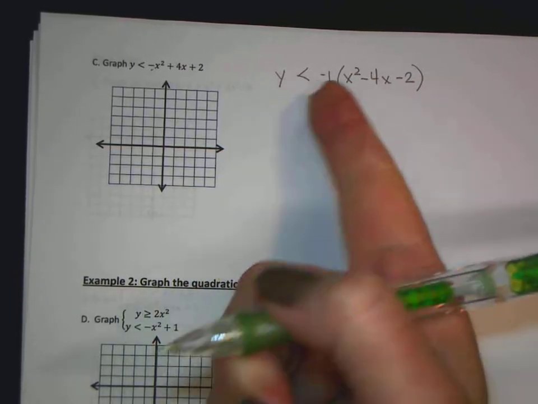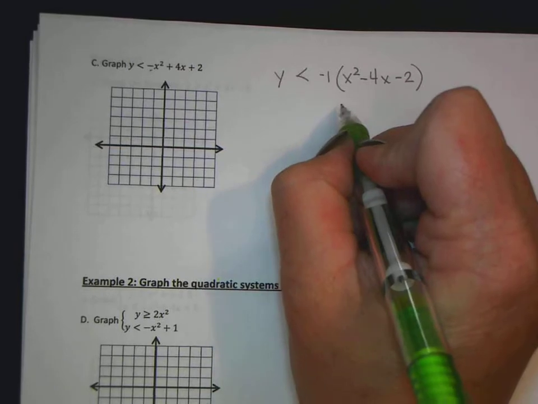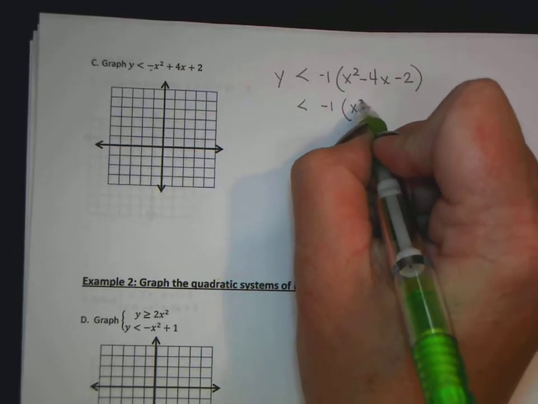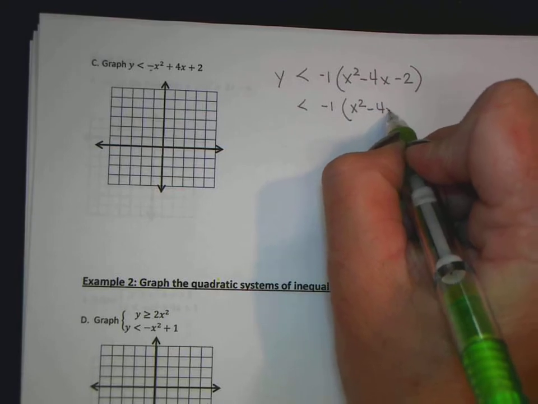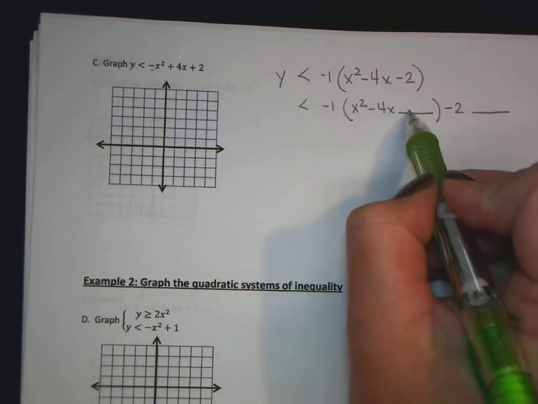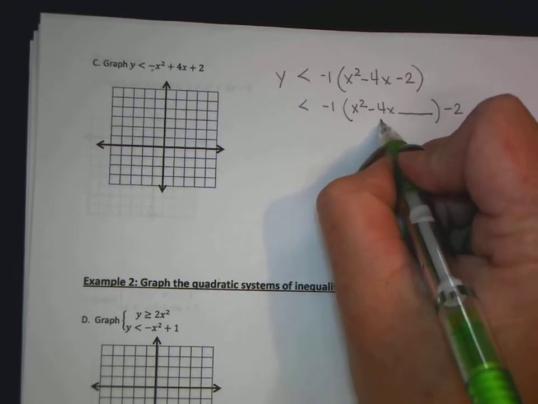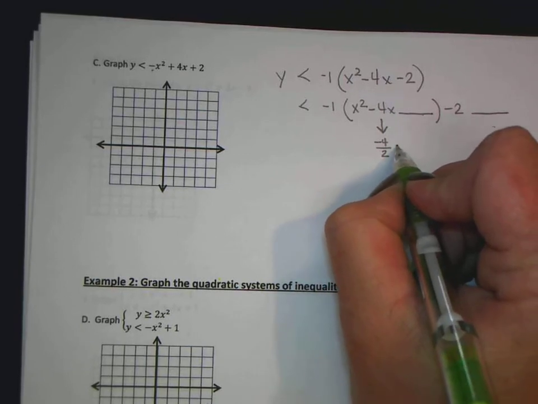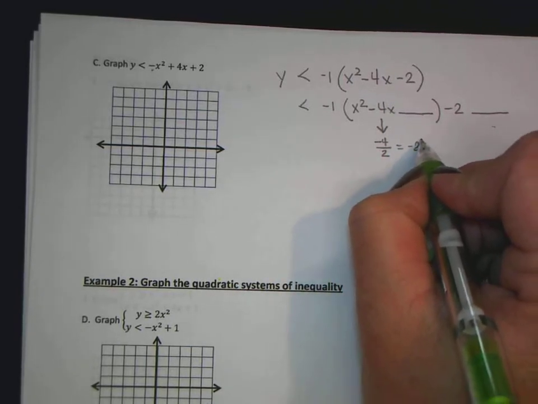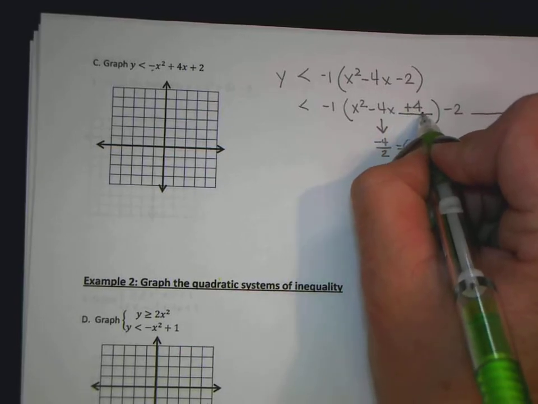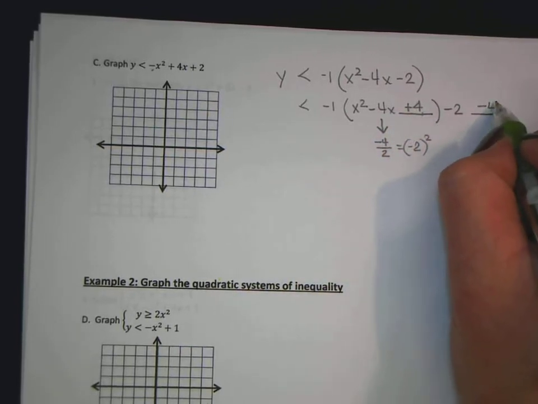So what you want to do, that tells you that it opens down. So now this is when you're going to go ahead and complete the square. So you're going to have x squared minus 4x, give yourself some space, bump your negative 2 over, do the opposites here. So bring down your negative 4. You're going to divide that by 2. It's going to be negative 2. You're going to square that, which would be positive 4. You added 4 here, so you're going to subtract 4 here.